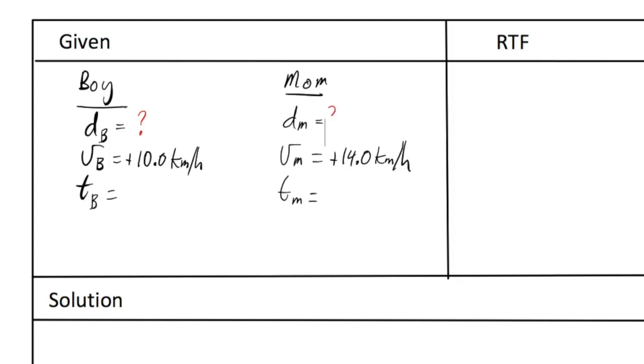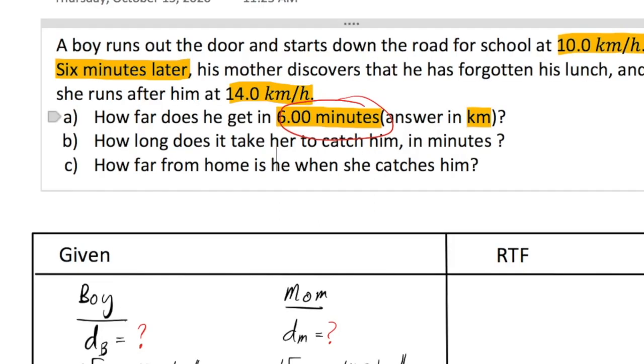So the things that we don't know are the displacement for the boy and the mom, and the time for the boy and the mom. But there is a relationship between the time for the mom and the time for the boy, and that has to do with this 6-minute head start. So now we need to think, who gets the head start? Was it the boy or the mom? Very obviously, it was the boy. So what that means ultimately is that the boy runs 6 minutes longer than the mom runs. So the boy is going to have more time.